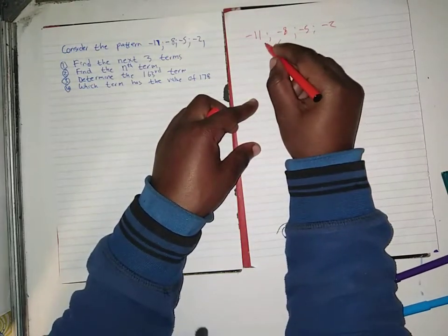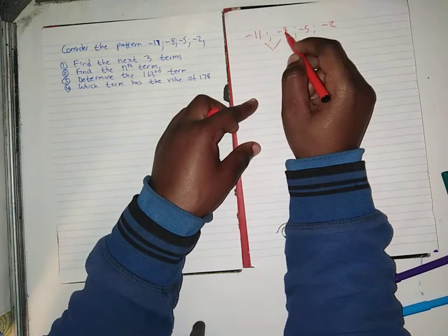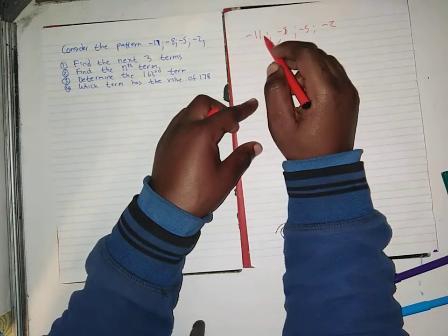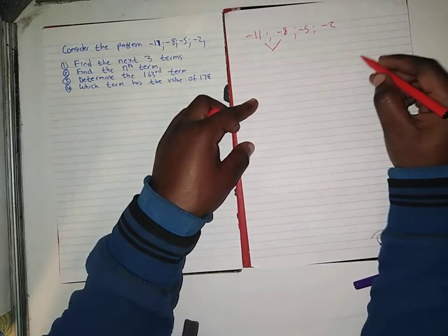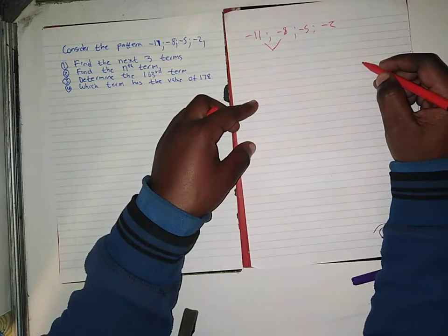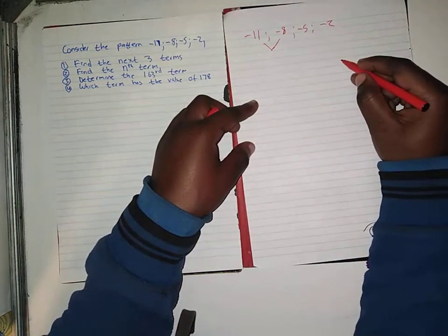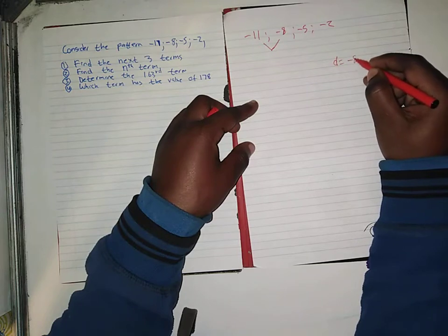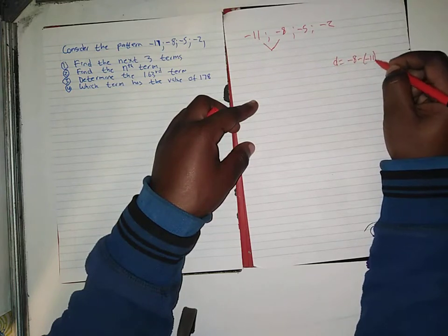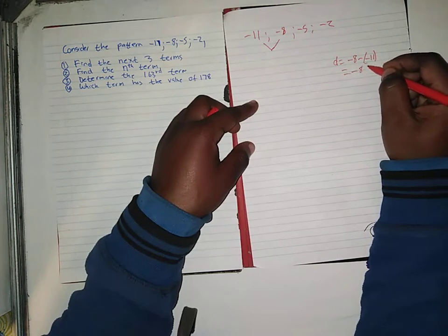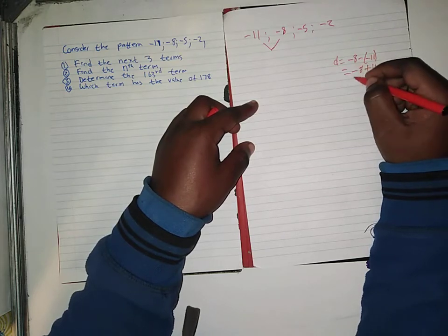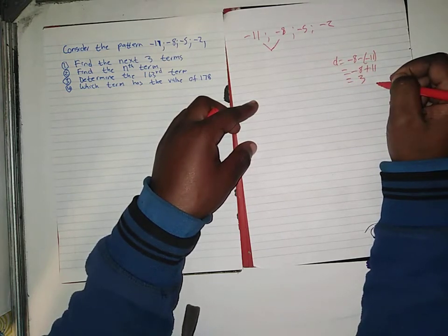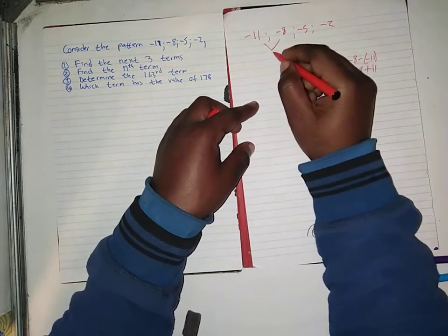So when you look at the difference between minus 8 and minus 11, let's just do it on the side. D is equal to minus 8 minus minus 11. So that means that we've got minus 8 plus 11, which is the same as 11 minus 8. What is 11 minus 8? 11 minus 8 is nothing other than 3. Can you see that? So the difference between this one and this one is 3.